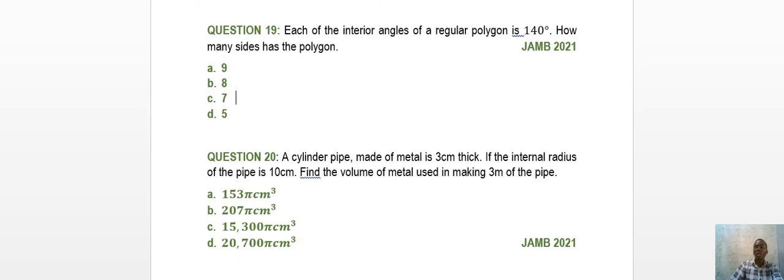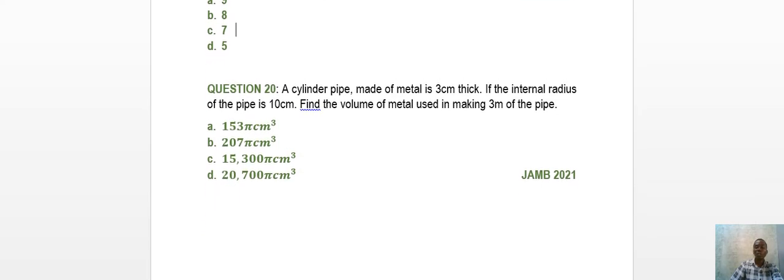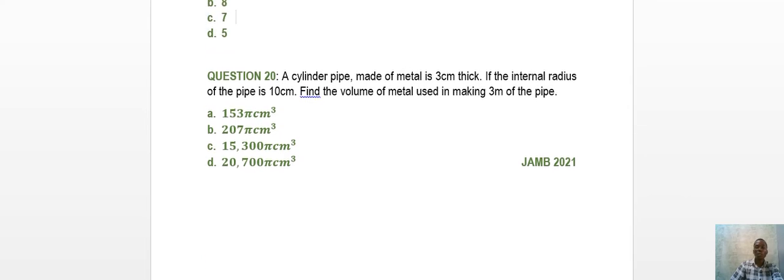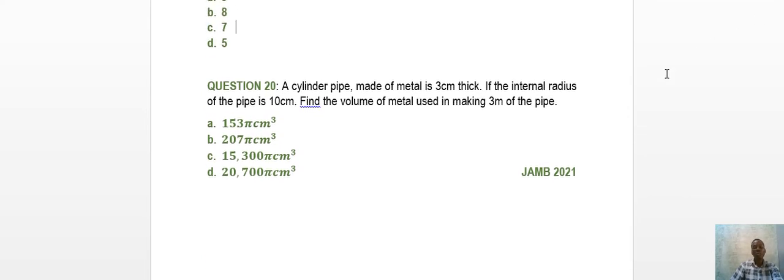Now we've come to the final question of this tutorial. We're going to look at question number 20, while in the subsequent video, we'll take questions 21 to 30. Now, question number 20 says a cylinder pipe made up of metal is 3 centimeters thick.